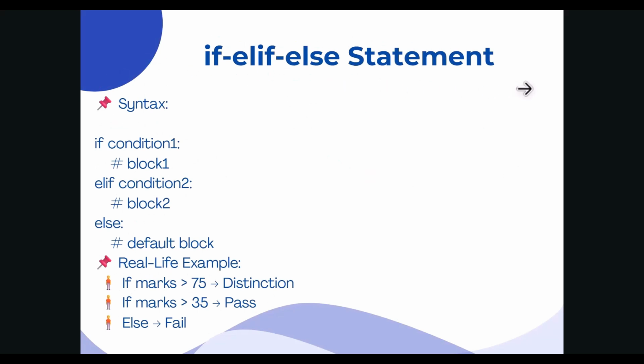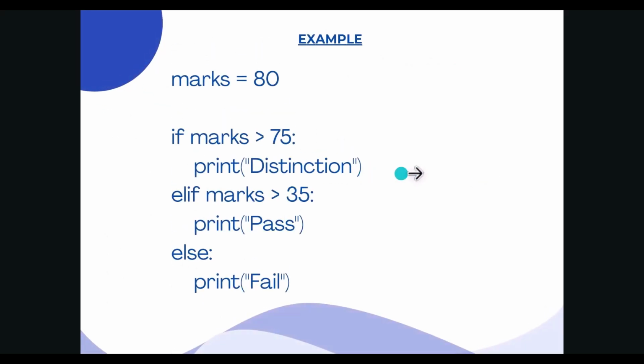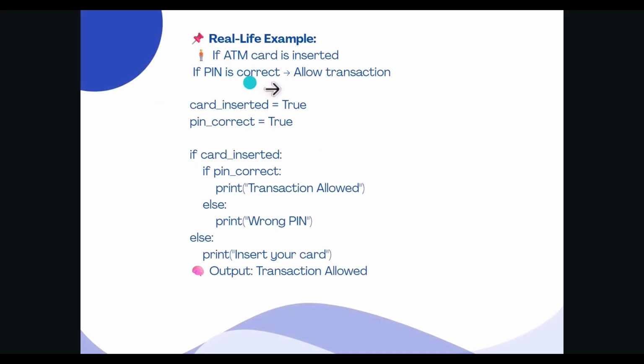Next, the if elif else statement. If elif else is used when multiple conditions are involved, not just two. So when we use multiple conditions, at that time we use this statement. For example, it is based on marks. If marks are greater than 75, then the output is distinction. If marks are greater than 35, then we get the output as pass, else it will print the fail output.